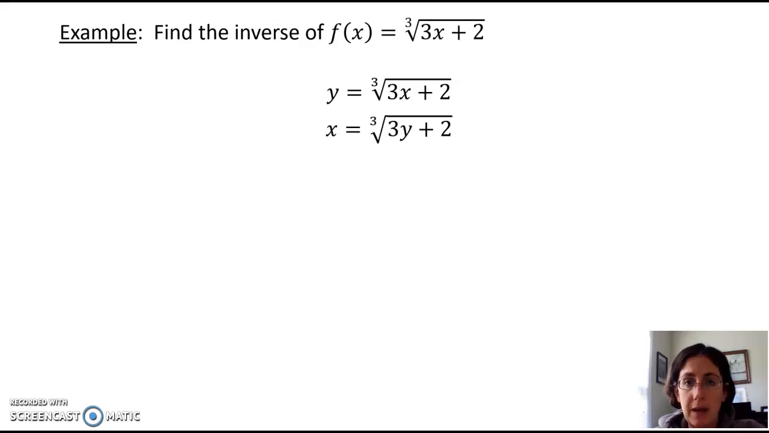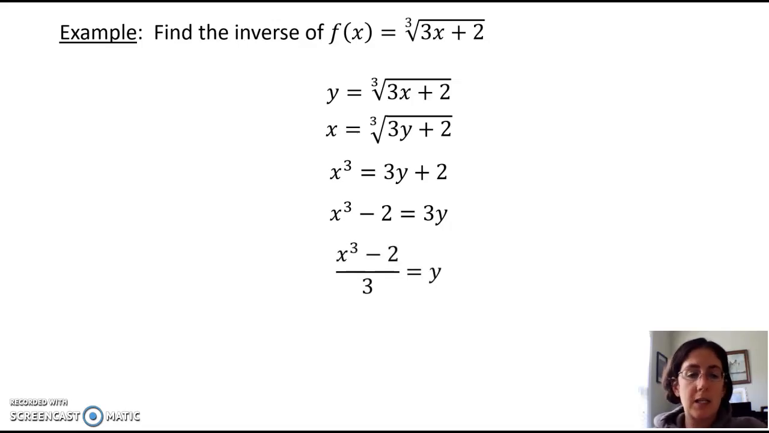So we'll have to get rid of that cube root, so we'll cube both sides. Now we need to get rid of that 2, so we'll subtract 2 from both sides. And now we need to get rid of that 3, so we'll divide both sides by 3. And so x cubed minus 2 all over 3 is what we solved for y. So if we did this right, that should be our inverse. f inverse of x should be x cubed minus 2 all over 3.